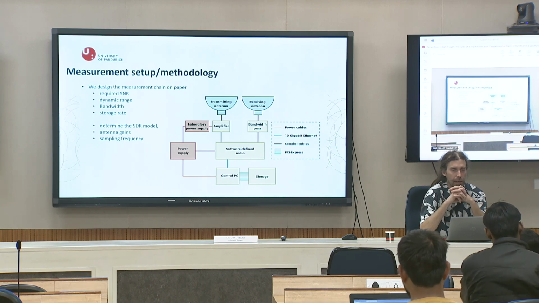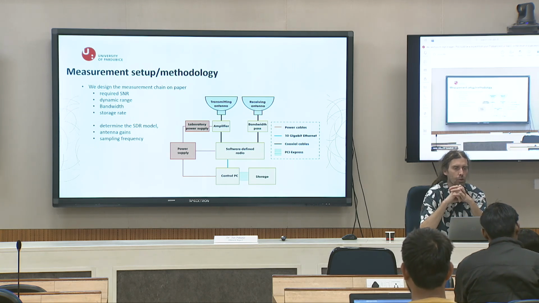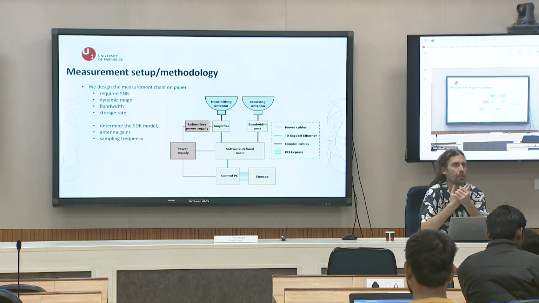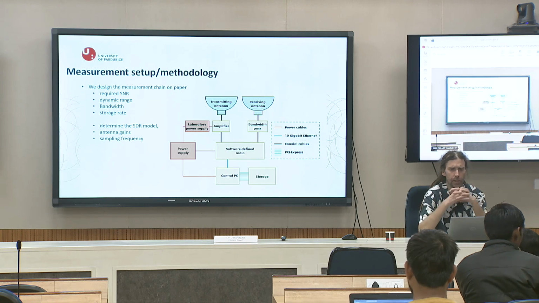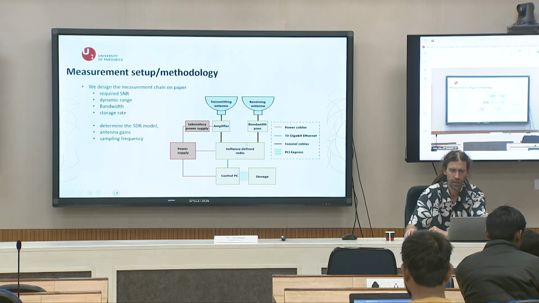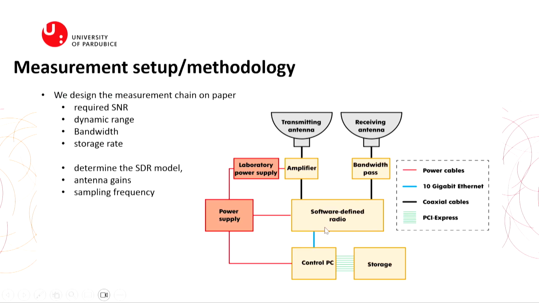Then you determine the SDR model, and again it is based on the previous parameters that I already mentioned, antenna gains and sampling frequency. So it is like a base parameter. If you check my figure, you can see that the heart of our measurement chain is the software defined radio. Then we have a control PC and storage, like a hard drive. Of course the control PC includes software controlling this software defined radio.